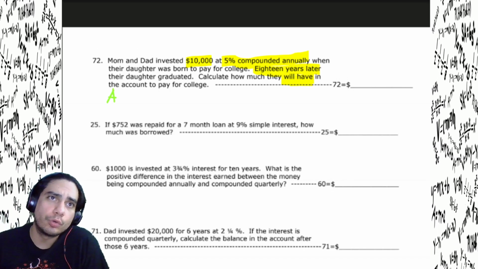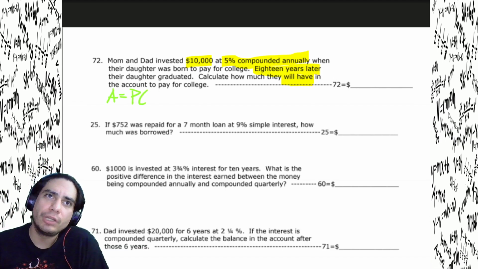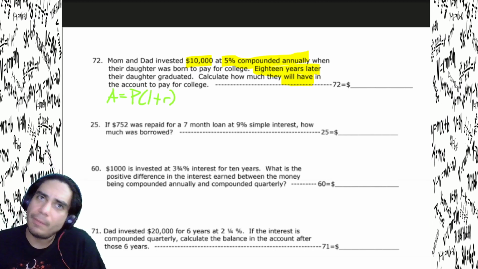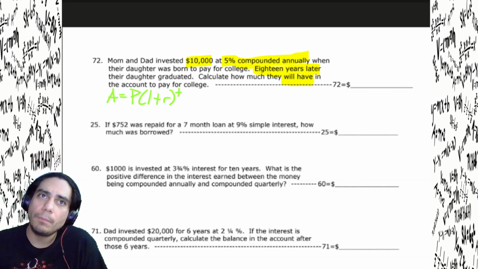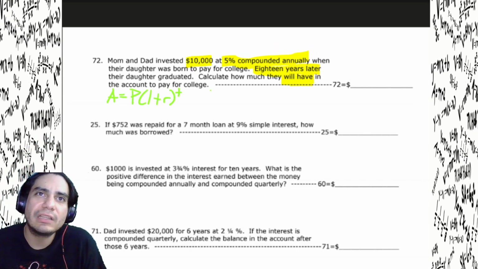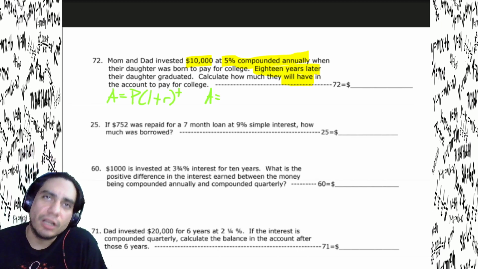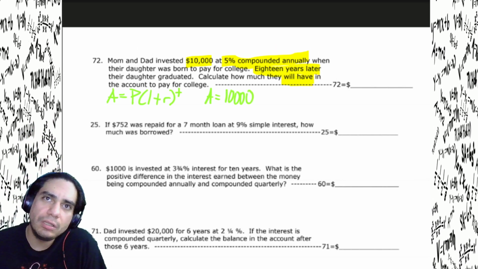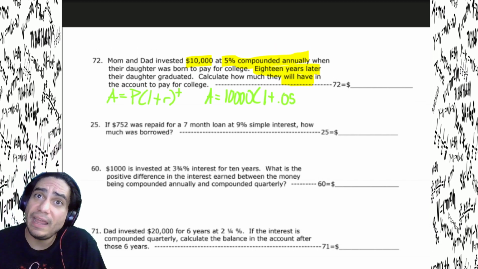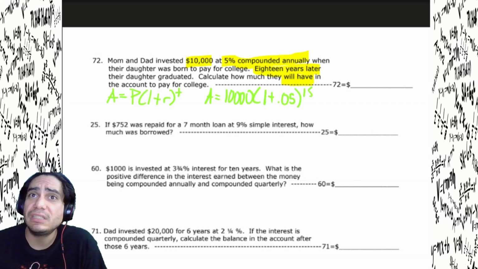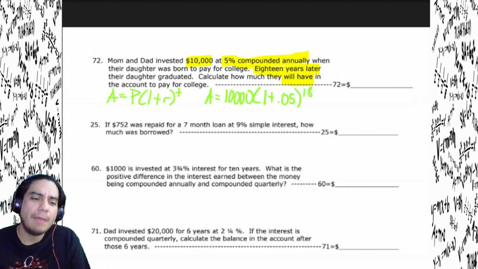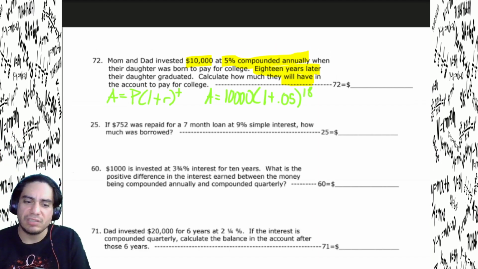The total accrued amount. So again, P parentheses 1 plus. And look, since it's only compounded annually, I'm not going to do any of this fancy divide by N stuff. We're just going to do 1 plus R raised to the T power. So in this problem, I'm going to substitute it correctly. Our total accrued amount is going to be equal to 10,000 times 1 plus my rate, 0.05, raised to the 18th power. Let's see how much that $10,000 that mommy and daddy put away is going to give us in 18 years.